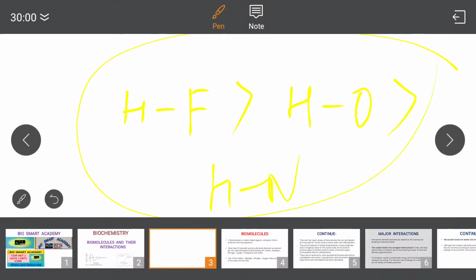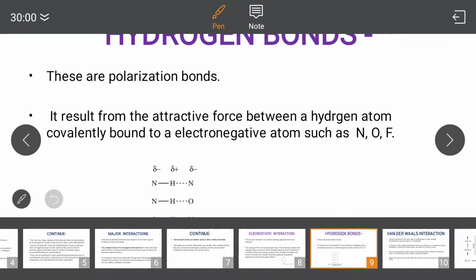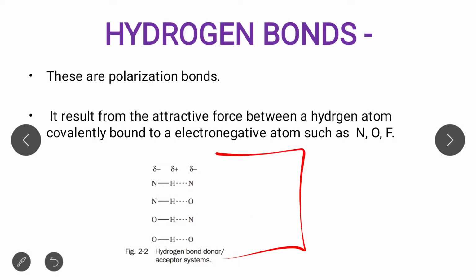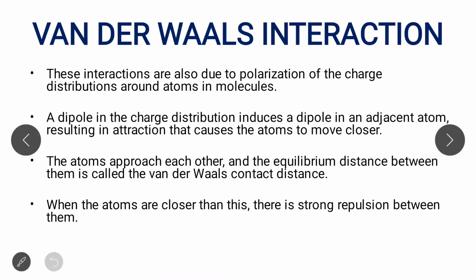So I hope that you got a clear idea about the hydrogen bonding. If you still have any doubt, then you may ask me in the comment box. Now move to another non-covalent force, that is van der Waals interaction.